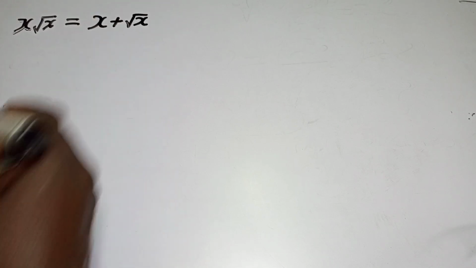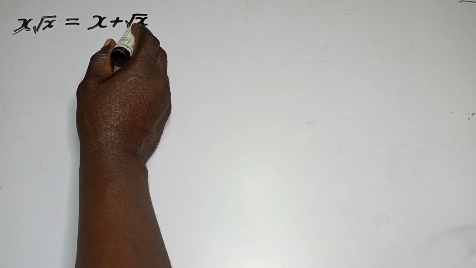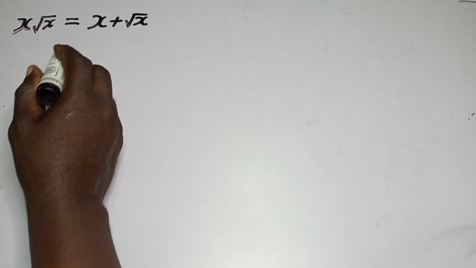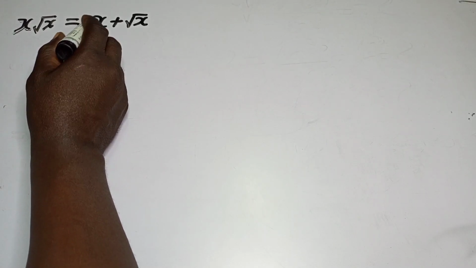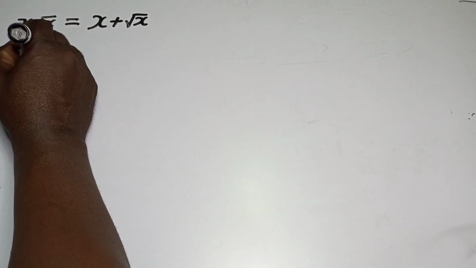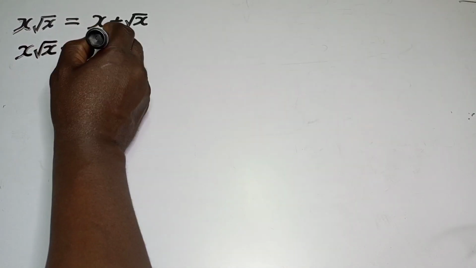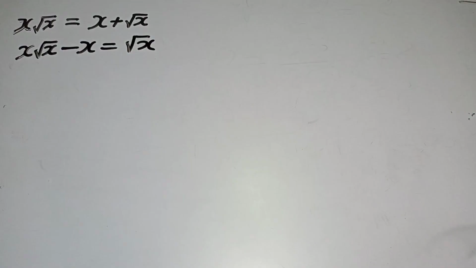So let's start. Our equation is x root x is equal to x plus root x. Now we have the radical on the left hand side and the radical on the right hand side. So let's proceed by first of all taking this x on the right hand side to the left hand side. We have x root x, this is positive x coming this way, it becomes minus x is equal to root x.